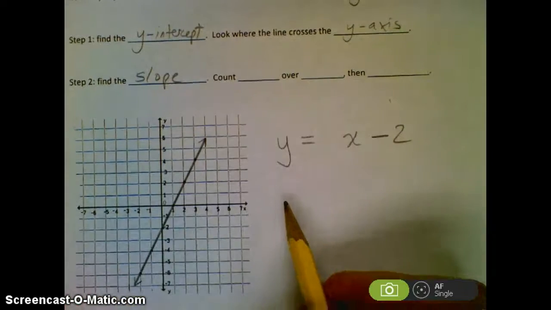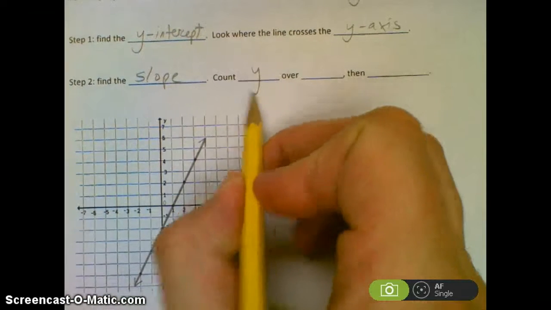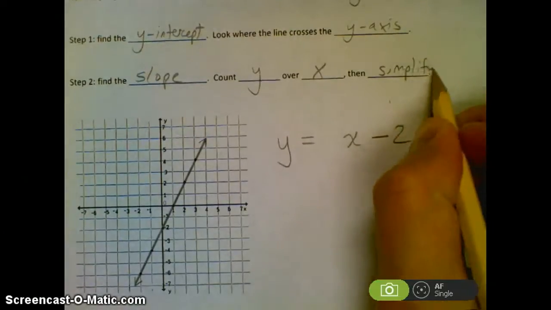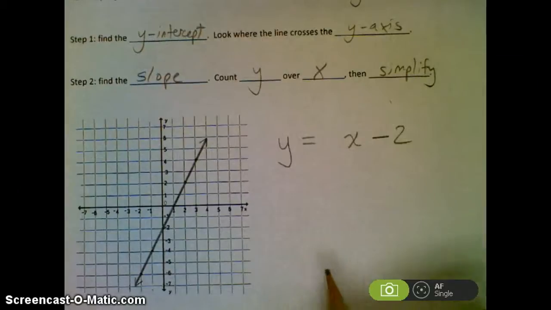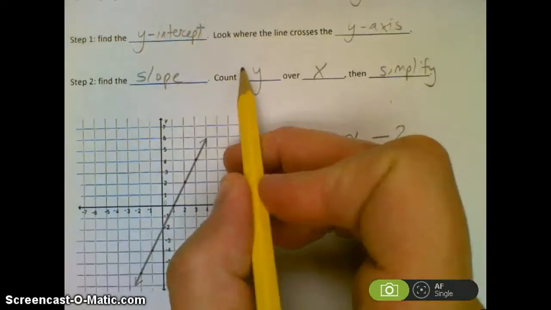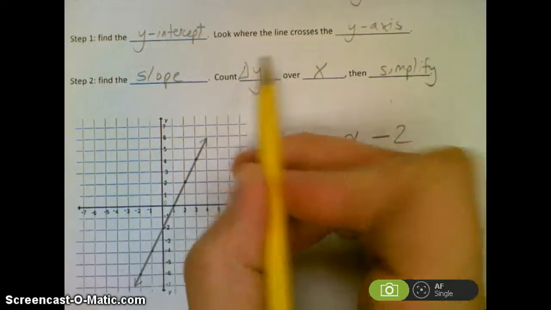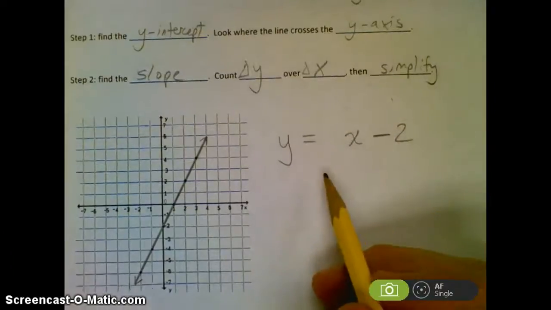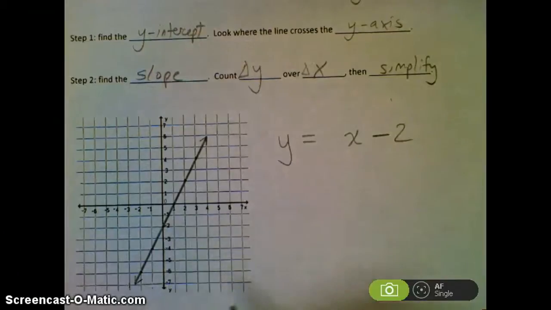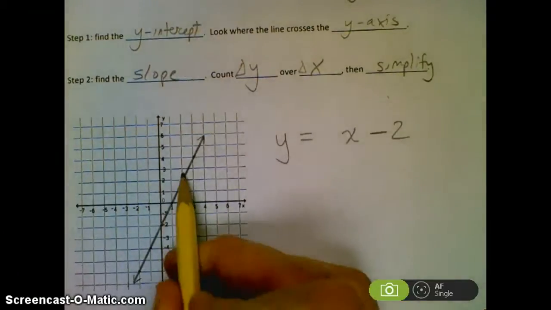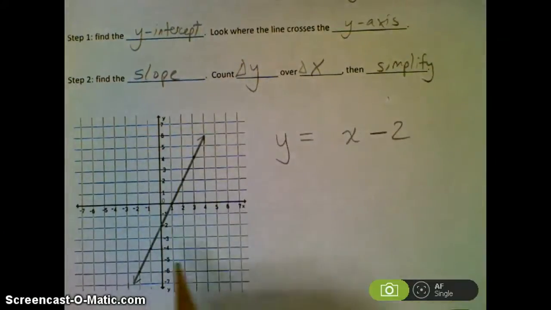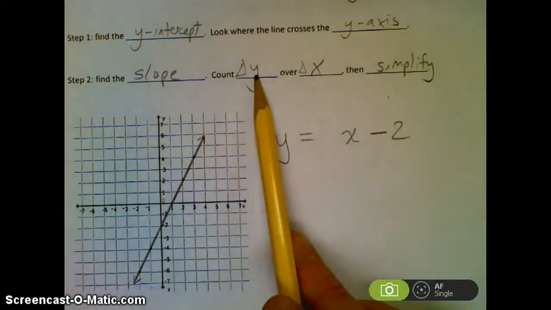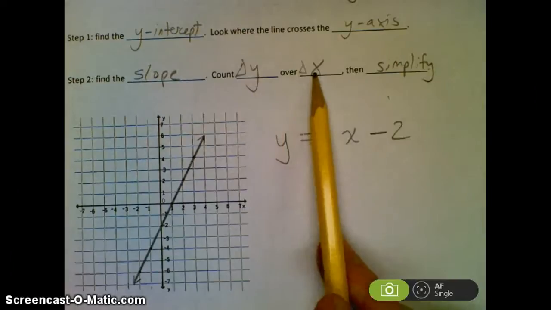It's very simple. Count the change in y over the change in x, then simplify. So here's what I mean by that. Actually, what I have to say is count the change in y. This little triangle means delta, and in science and math it means change. But anyway, we're going to count from one point that is on one of these intersections, from one point to the next, how far up does y change and how far over does x change.